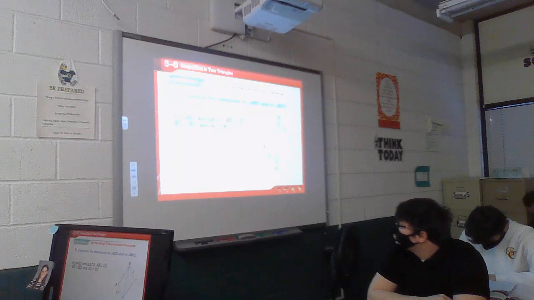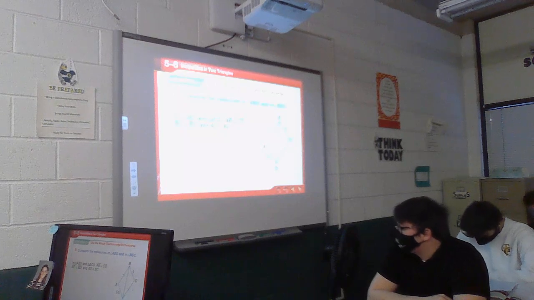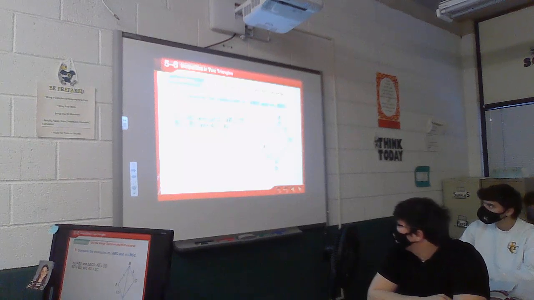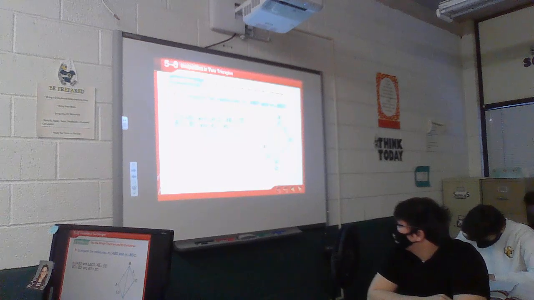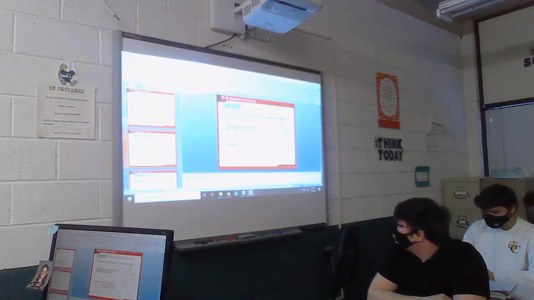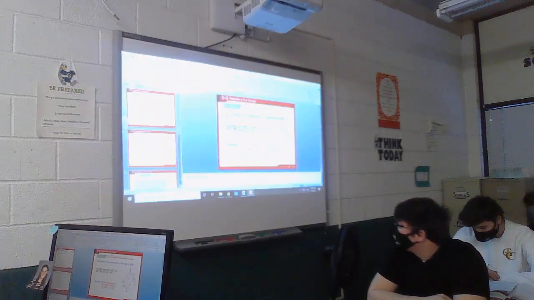So now they're saying compare angle ABD. So is this angle right here or this angle right here bigger? What do you think? Is ABD or BDC bigger? Because 5.5 is bigger than 5. That makes sense to everybody?